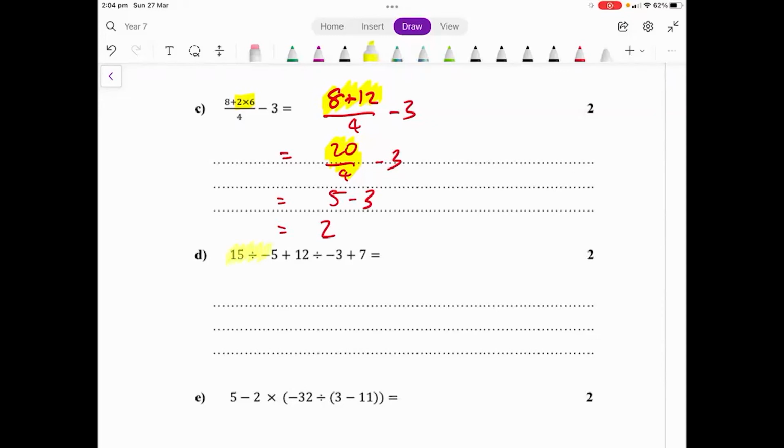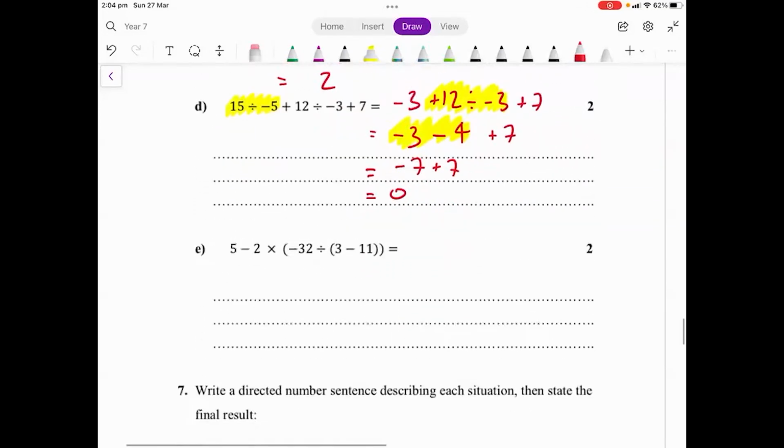Question D. This time we do the division first. So 15 divided by negative 5. That's negative 3. Everything else stays the same. Then we can do the second division. 12 divided by minus 3. That's minus 4. Everything else stays the same. And we do minus 3 minus 4, which is minus 7. Everything else stays the same. And finally, negative 7 plus 7, which is 0.